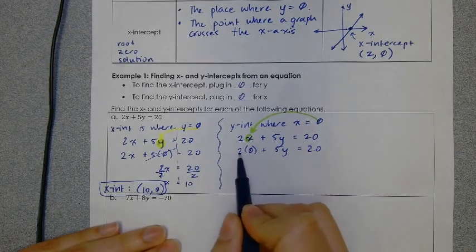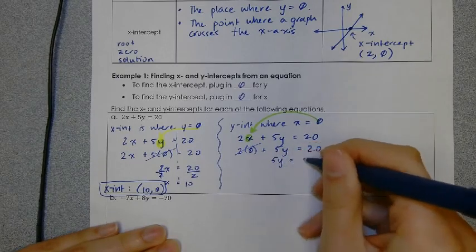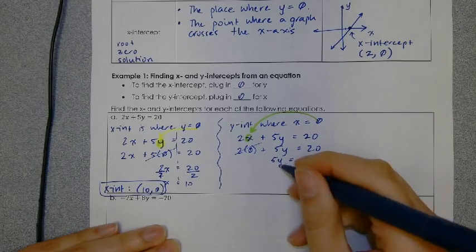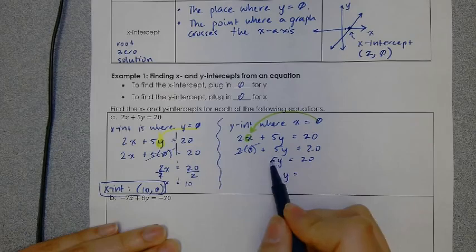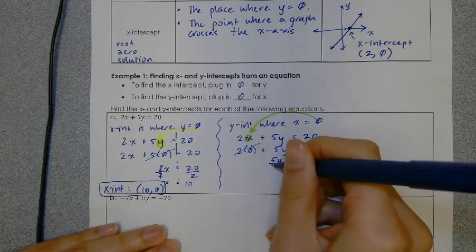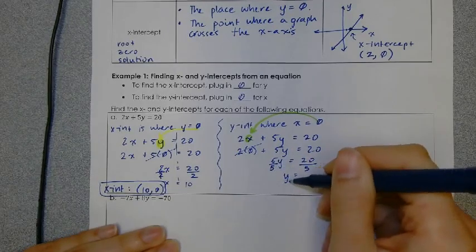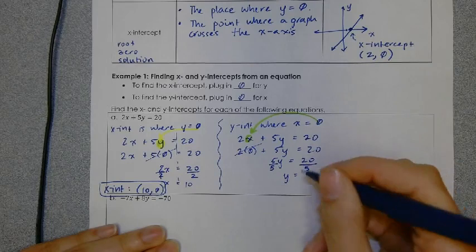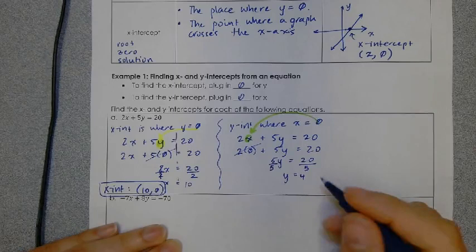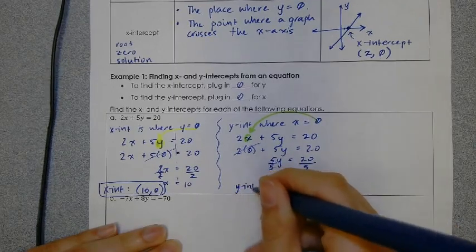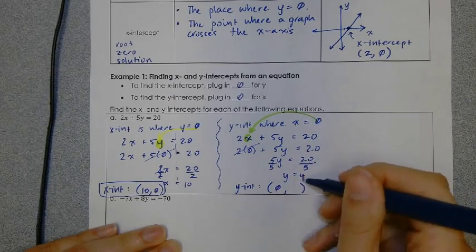Again, if I'm multiplying by 0, I get nothing. This term eliminates, and I'm left with 5y equals 20. I don't want 5y, I want only 1y. So I need to eliminate this coefficient by dividing. 5 divided by 5 is 1. And on the other side, 20 divided by 5 is 4. What does this mean? It means my y-intercept is the point where x is 0 and y is 4.